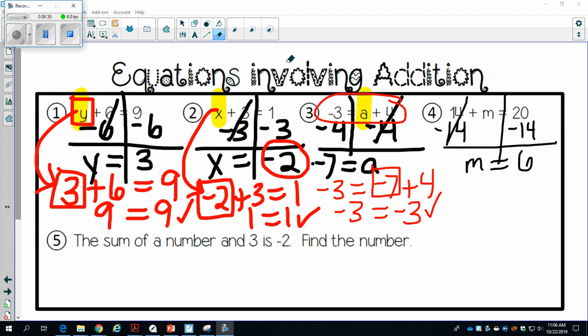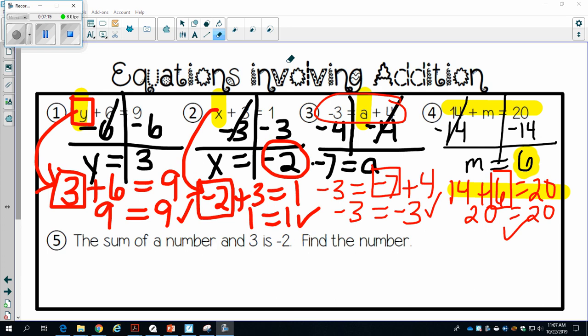And just like in the last examples, we're going to go through and do the check. So I'm going to rewrite my equation. 14 plus 6 equals 20. 14 plus 6 is 20, and 20 is equal to 20. So this one checks. Back here, this 6, just so that you see what we're doing, we're taking this original equation up here and rewriting it with what we got for m to check it.